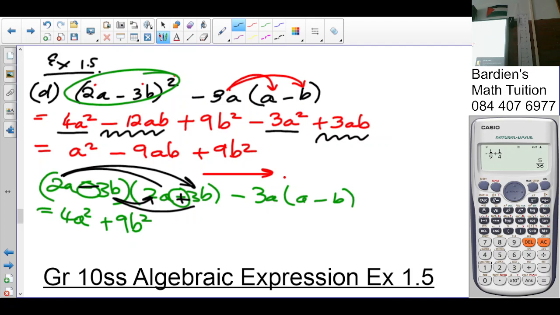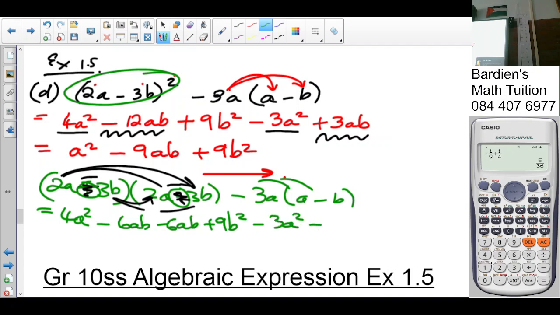Anybody else? Okay. So if you had written it out twice, then you would have said 2a times 3b will be positive 6ab. Sorry, both minus. So let me just... that was minus and this was minus, yeah? So it should have been 4a squared minus 6ab minus 6ab plus 9b squared minus 3a squared minus 3ab plus 3ab. And again, like terms. So that's going to give us a squared, minus 6 minus 6 minus 12 plus 3 is negative 9ab, plus 9b squared.